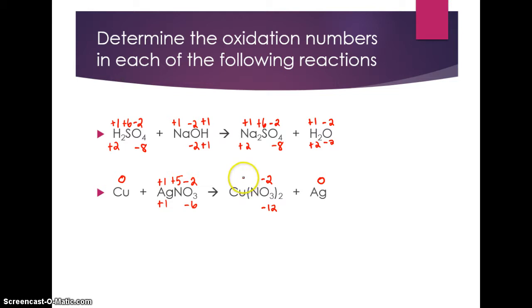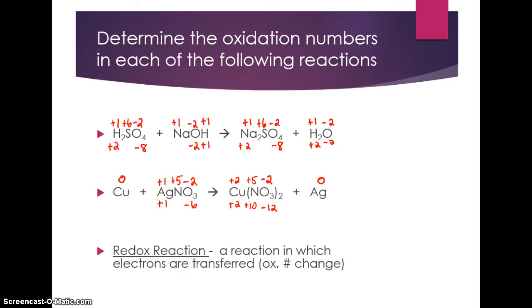My copper, I'm going to pretend, if I had to figure out what charge it was, if it's balanced to these nitrates, nitrate is -1, and I have 2 of these here, so I'm going to keep my copper at +2. So I have a +2 and a -12, which means in here I need a +10. Nitrogen isn't going to end up being a +10. What I have to look at is that I have 2 nitrogens that must equal +10, which means each of them must equal +5. And so in a redox reaction, it's a reaction in which electrons are transferred and oxidation number changes.